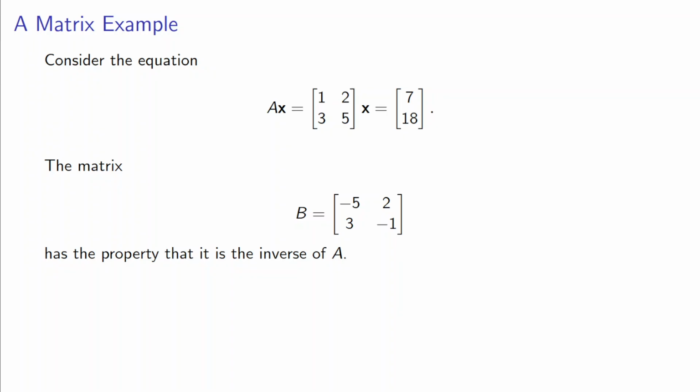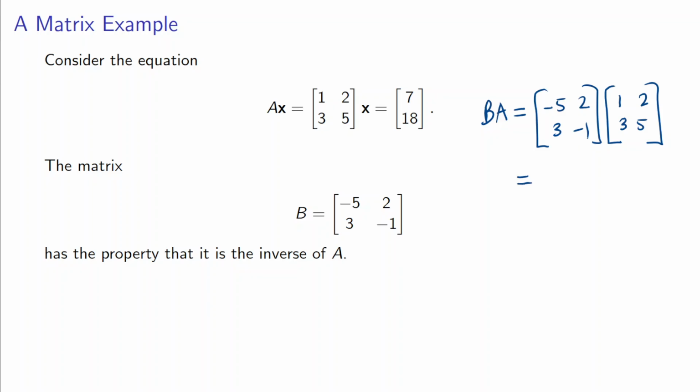So let's try multiplying b times a and see what happens. So b times a, [-5, 2; 3, -1] times a, [1, 2; 3, 5]. Okay, and we do this out. So -5 times 1 plus 2 times 3, so that's -5 plus 6, so that's a 1.